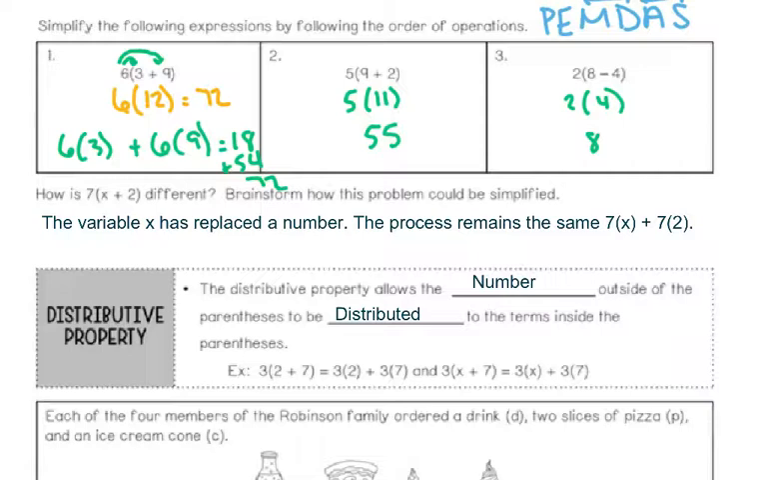Another example is 3 times the quantity of x plus 7. Again, we can distribute or share that 3 to both pieces, 3x plus 3 times 7.